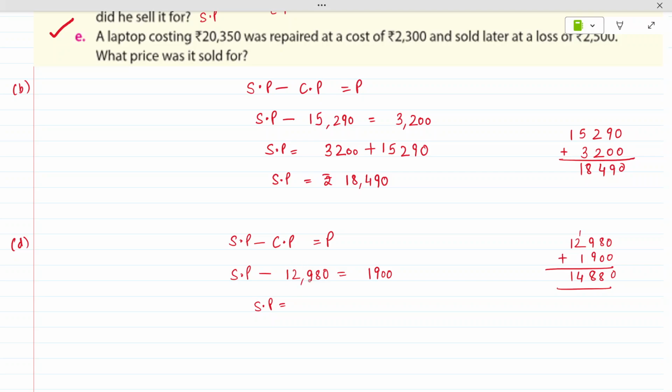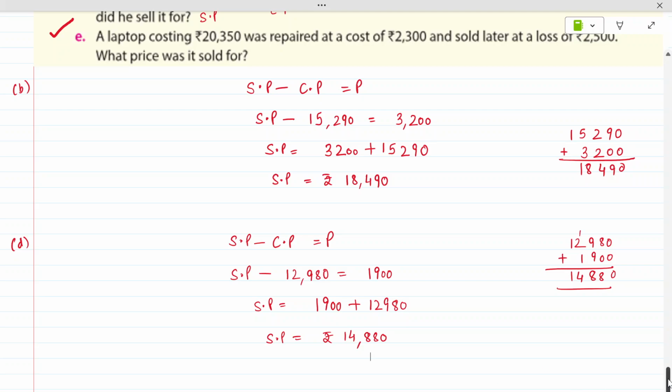But kids, in your exams, in your school, you cannot directly jump and write the answer. You have to write this step also, where you are moving this 12,980 to the right side of the equal to sign, and it has become plus 12980. And then post solving, you have to write down the answer, which is 14,880 in this case.